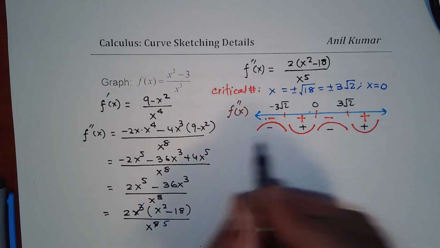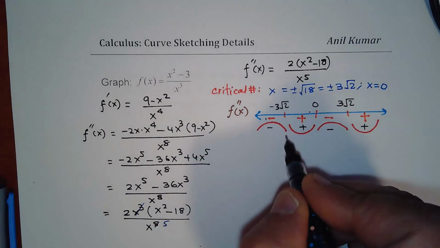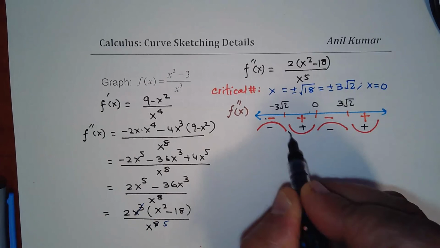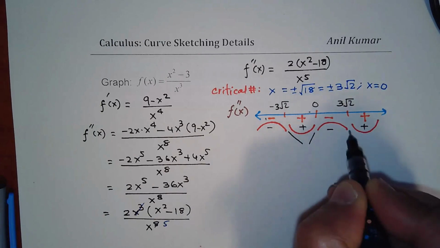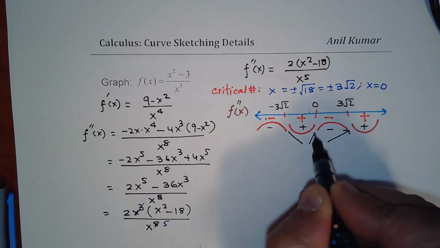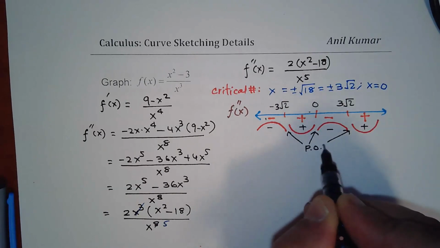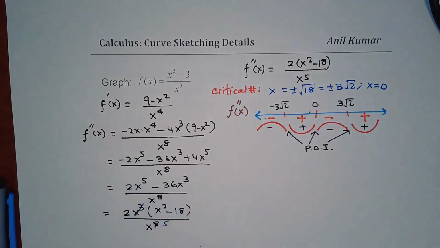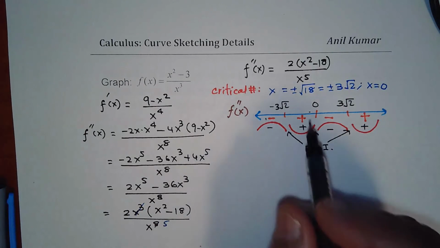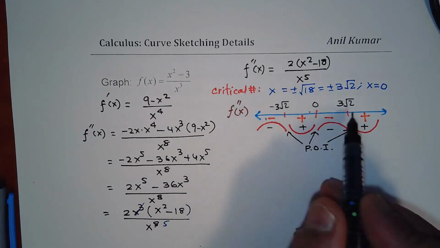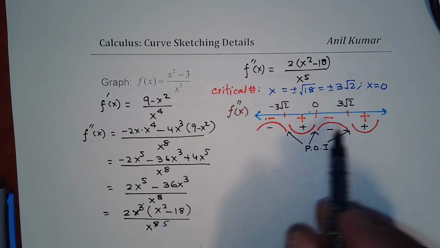So we can summarize. And these are our points of inflection. So we have, actually speaking, 3 points of inflection where the concavity changes. So these are all points of inflection. So we have 3 points of inflection. We can always find these values, correct? So these points of inflection are at 0 and plus and minus 3 square root 2. Perfect. So we can find these values.